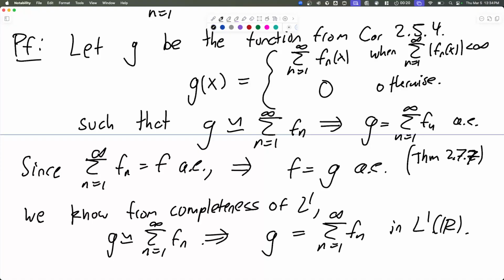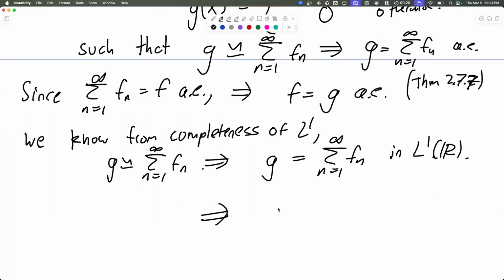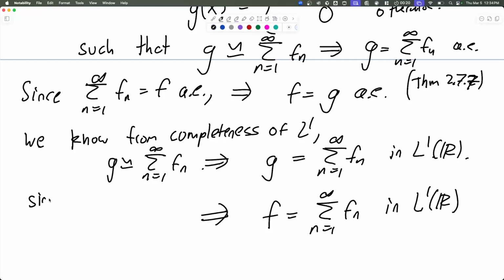Right? That was the previous theorem we just did. So we proved that the sum of the Fn's is converging to G, but F equals G almost everywhere. And there's a theorem that says if F equals G almost everywhere, and G is converging to something in L1, then F is too. Okay. This is, again, one of these almost everywhere things. So therefore, F equals the sum from n equals 1 to infinity of Fn in L1 of R as well. Since F equals G almost everywhere, they have the same limit. This was also theorem 2.7.7. Yeah, theorem 2.7.7 was this kind of thing. Okay, so that's basically it.